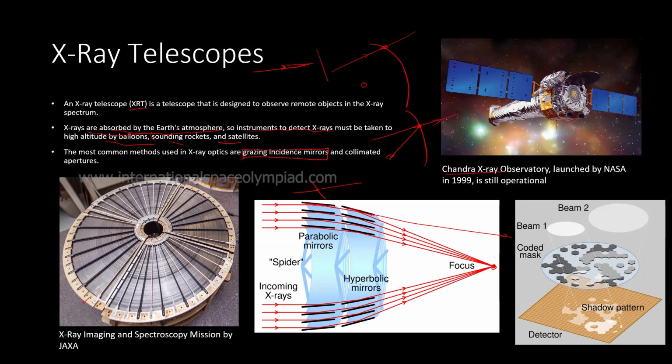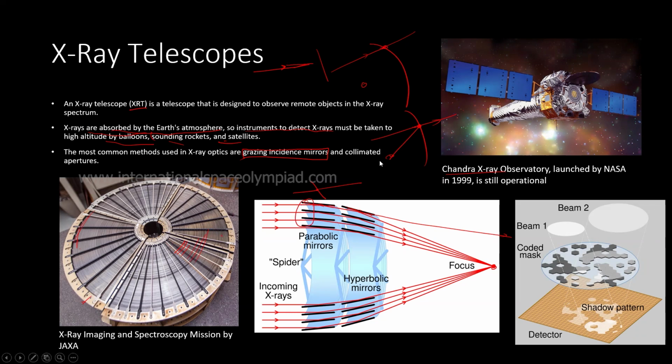What you are seeing here is an X-ray imaging spectroscopy mission by JAXA. From that JAXA mission, this is what you are seeing. If you zoom in, you can see tiny gaps are there, and an enlarged diagram of that is drawn here. We can call this an X-ray lens or an X-ray mirror, which is able to focus X-rays to a point. So that is one method of getting X-rays to a point.